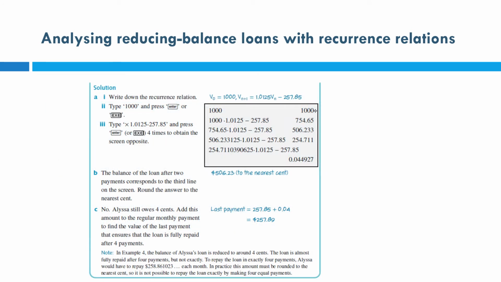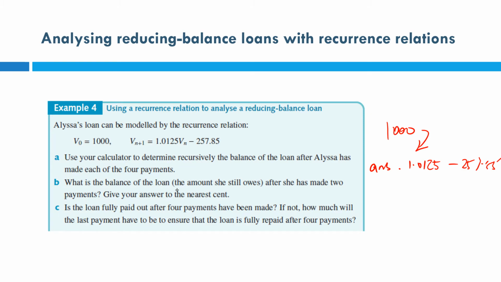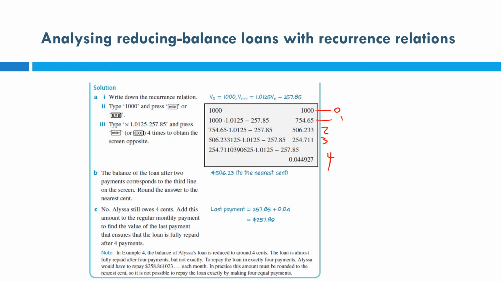When you keep pressing enter, enter, enter, there you go, so that's initial 0, 1, 2, 3, 4 months, like that. And you'll get the answer. The question was: use the calculator to determine the balance of the loan after she has made each of the 4 payments. There they are. So after the 4 payments, what have we got? 4 payments, that's 1, 2, 3, 4. That's 4 cents. And that has to be, because part A says use your calculator to determine recursively the balance after she's made each of the 4. So what she owes after 4 is simply the 4 cents, because that's what's left over.